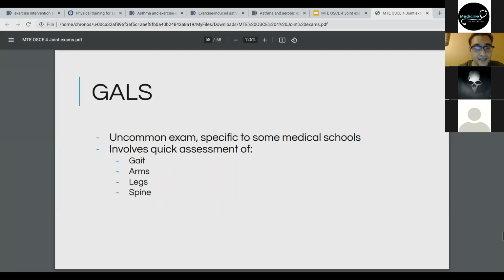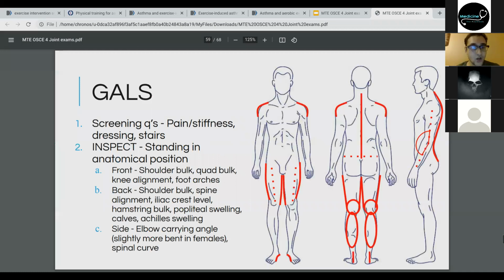So first is inspection. There is a lot to go through, so take your time with it. Remember, front, side, back, and you're looking from head to toe. Ideally, you would have your patient undressed to underwear.